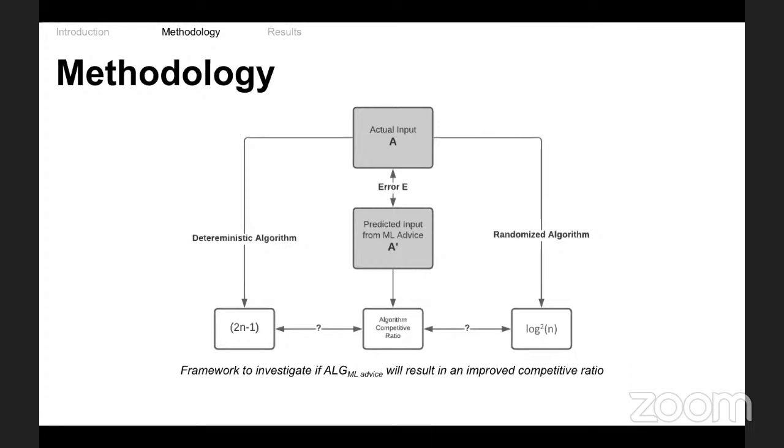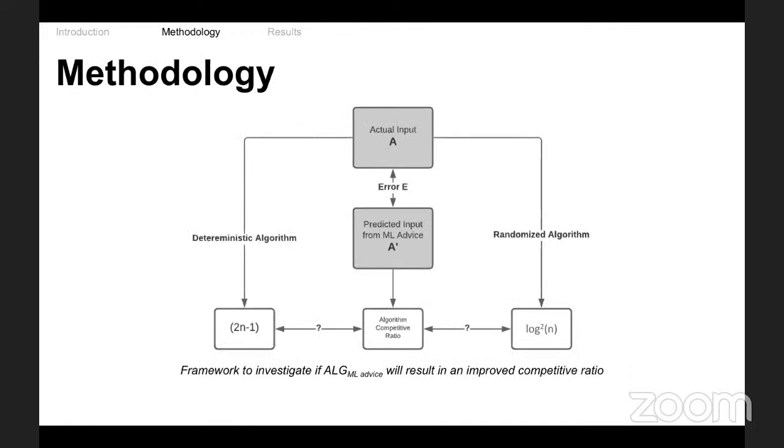So with that, we will use the actual input A and run it with online algorithms, which were introduced earlier, specifically a deterministic algorithm and the randomized algorithm as shown here. We will be using as a benchmark CARP's algorithm, which has a competitive ratio of 2n minus 1, and a randomized algorithm with competitive ratio of log squared N. And then with that, we will also be using the predicted matrix.